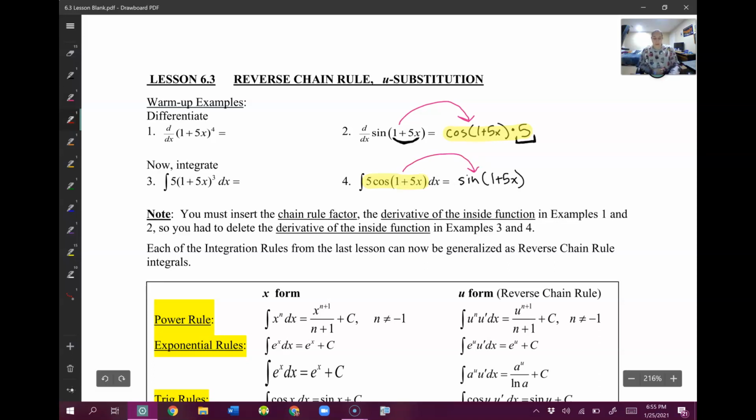Now notice this hook-on factor, this 5 right here. When we take the derivative, this hook-on factor, the 5, appears. So when we take the antiderivative, this hook-on factor, this 5, disappears. Which makes sense. If I take the derivative and it appears, then the antiderivative would make it disappear. So that's kind of the gist of what we're talking about in today's lesson. We're taking the antiderivative and we have to find that hook-on factor so that it disappears.